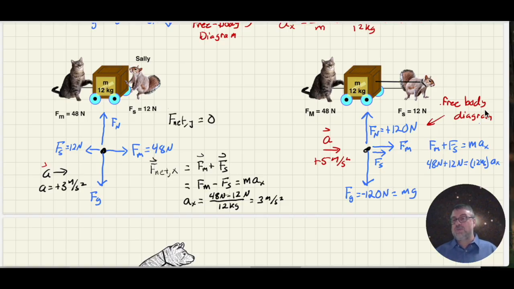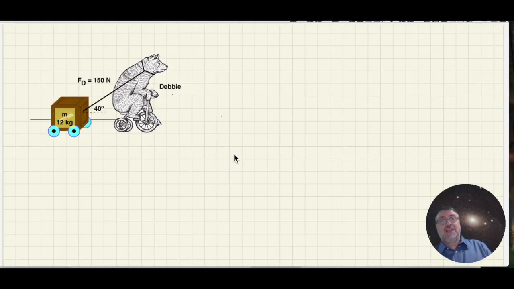It's simply a diagram showing the forces acting on the object. One more example before we wrap this video up. Okay, so we have the same crate, but now being pulled by our friend Debbie, the circus bear, who is pulling the crate with a rope. Now, a quick reminder of the forces that we've discussed.